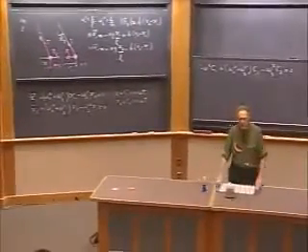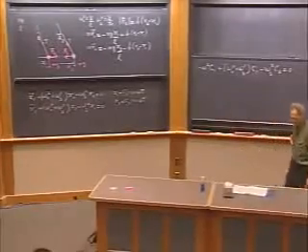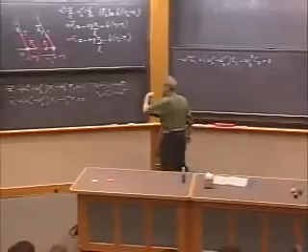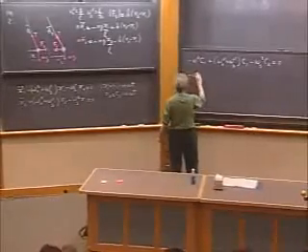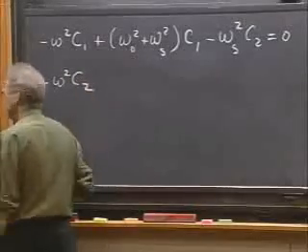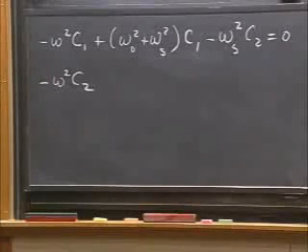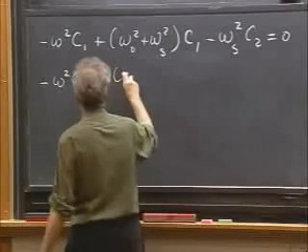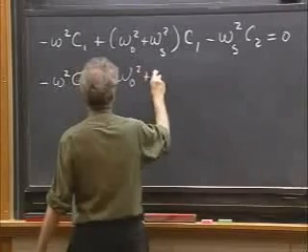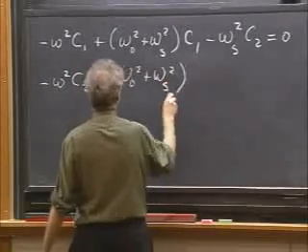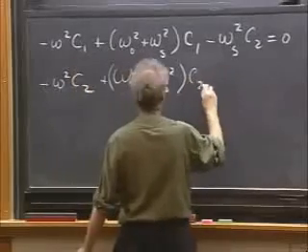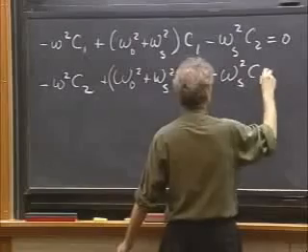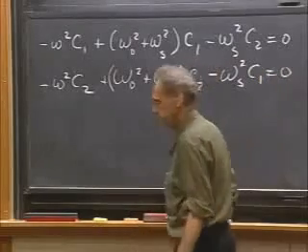Am I going too fast? Beautiful. So I go to the second one. The second one has x2 double dot, so I also get a minus omega squared times c2. And then here I get a c2, so I get plus omega 0 squared plus omega s squared times c2. And then I get minus omega s squared times c1 equals 0.